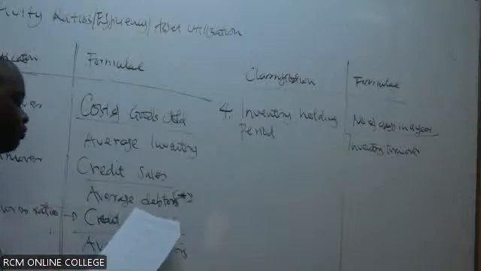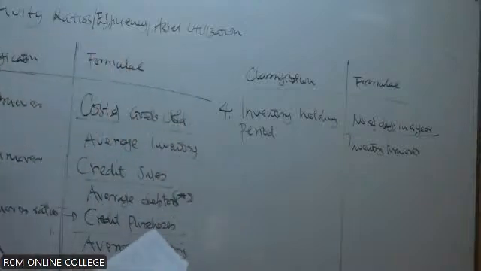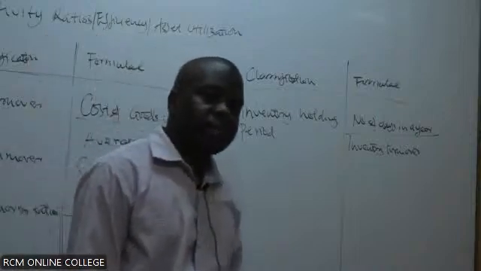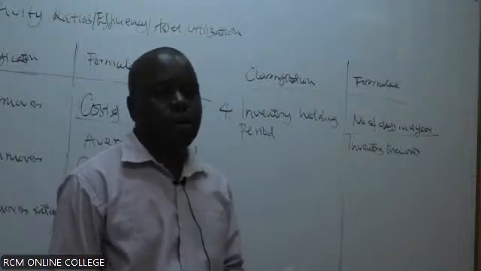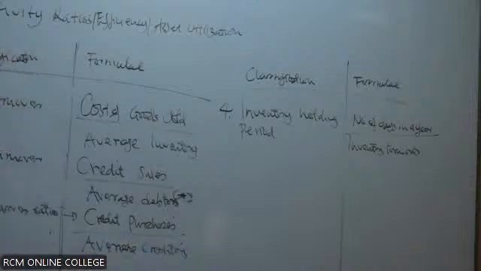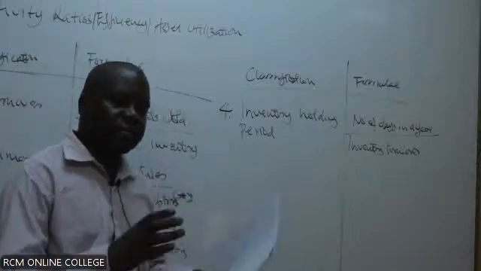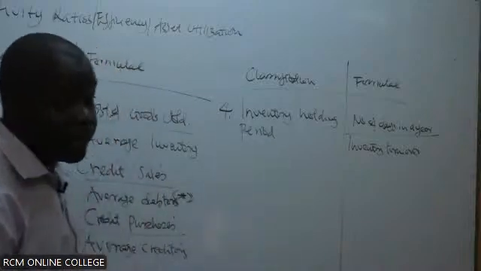Just pick the figure of debtors in the statement of financial position, or creditors in the statement of financial position. Of course, in this case, it will be indicated as payables. Just pick the figure of trade payables in the statement of financial position, or trade receivables. Don't start looking for opening and closing. Just pick the figure in the statement of financial position as it is.